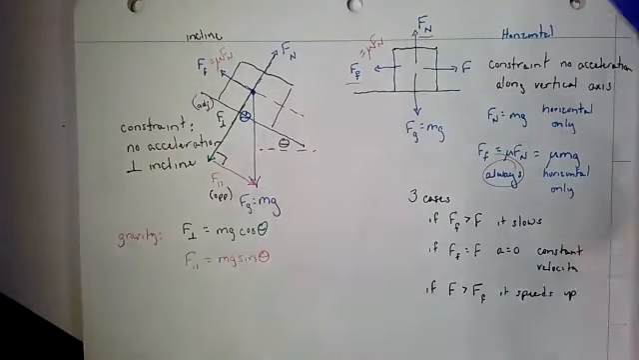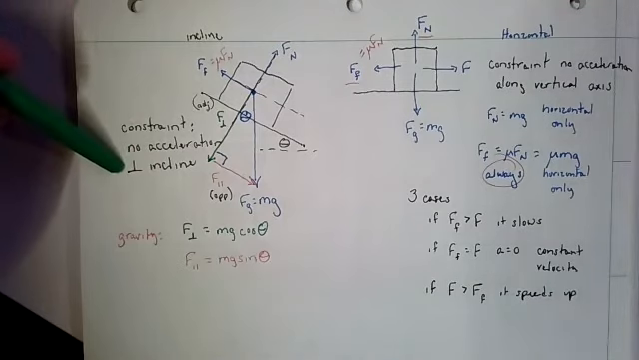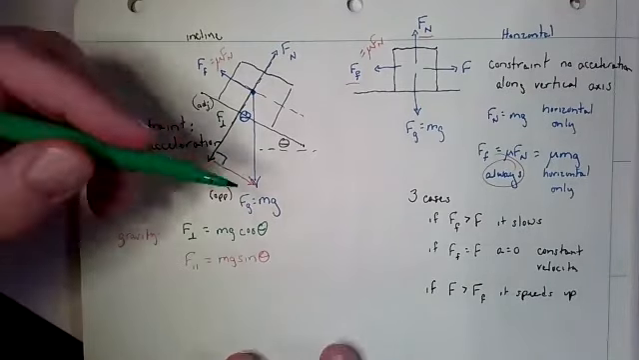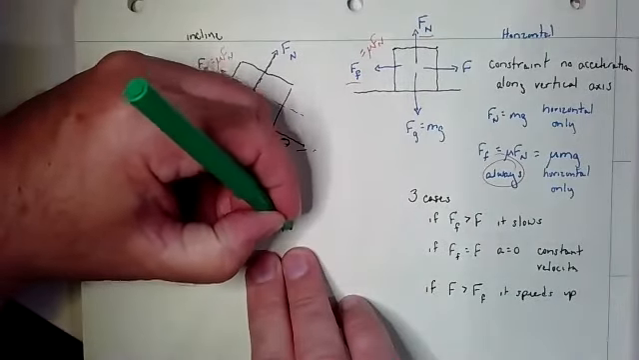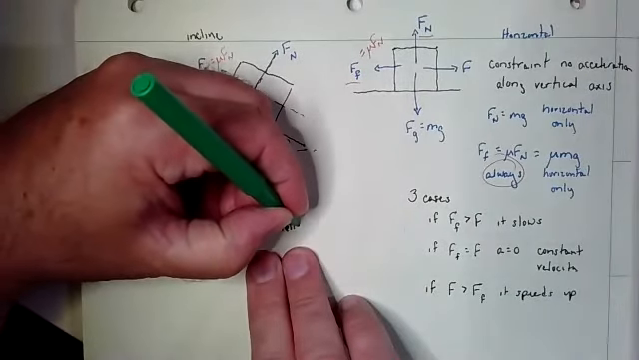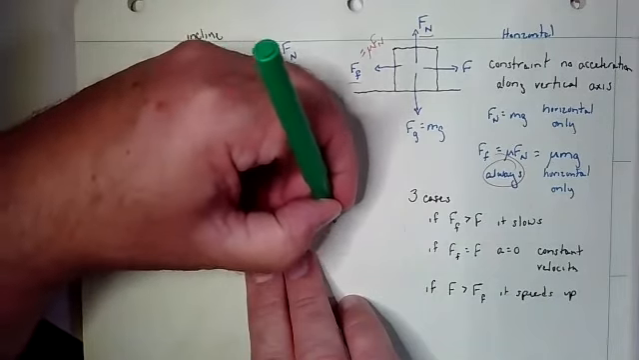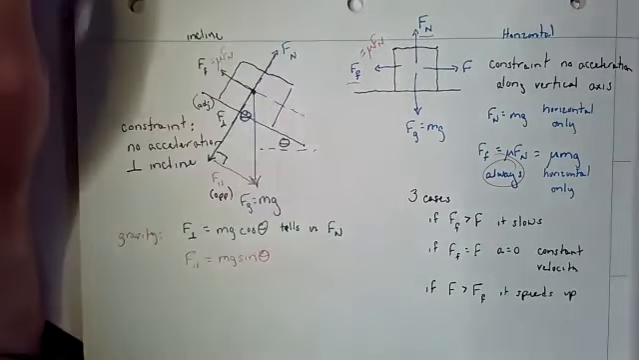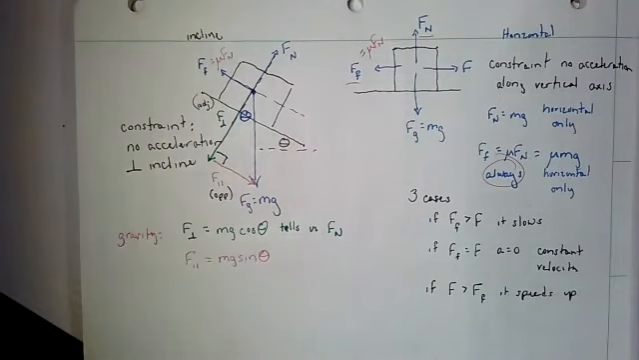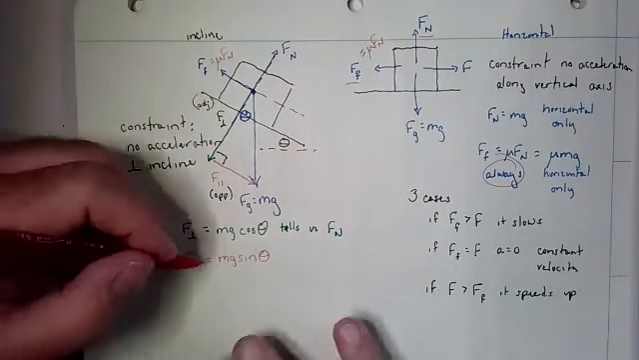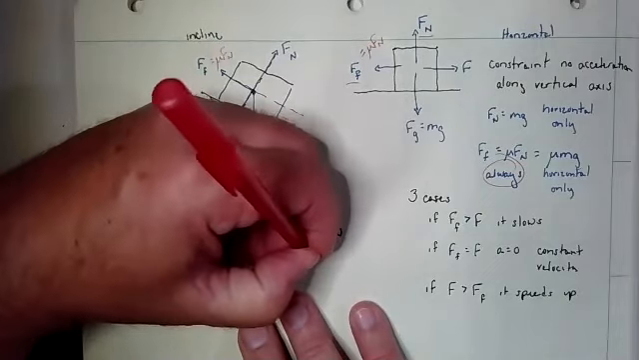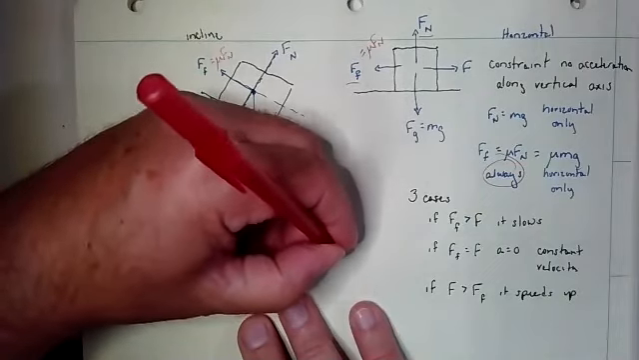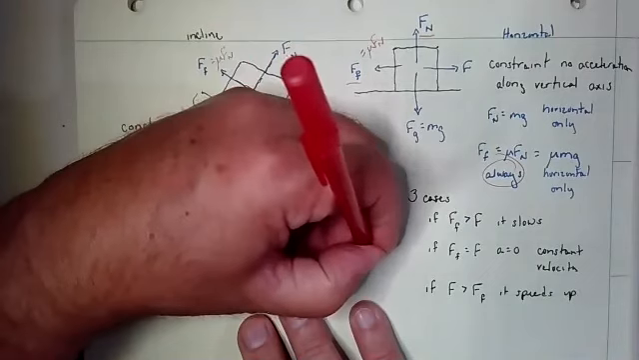So what are we going to use these two components for? Well, again, because the constraint is that there's no acceleration perpendicular to the incline, then what our perpendicular component does is it tells us about the normal force. And this tries to make it slide.